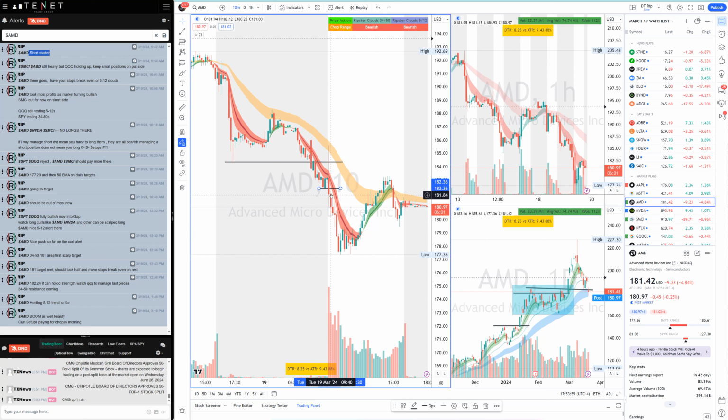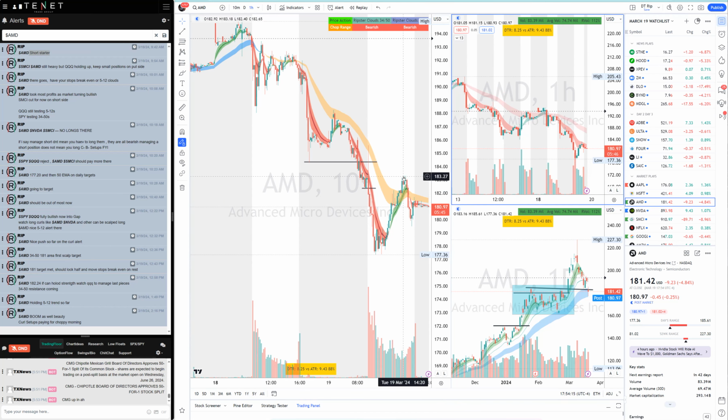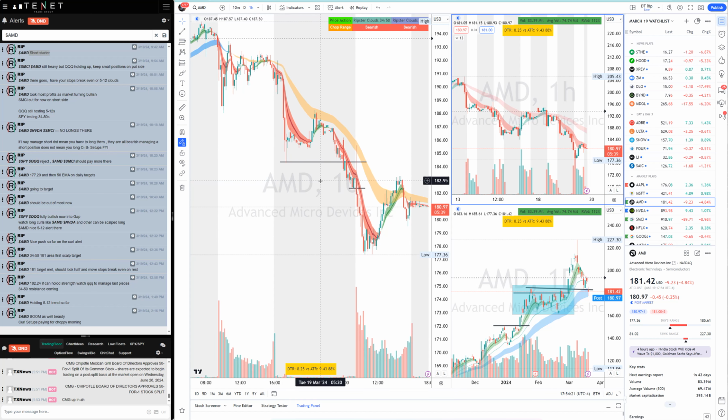It was making lower lows, lower highs, lower lows, lower highs, and AMD finally hit right 177.20. That was a level from a few days. So let's look at our short: the 180 rejection or the 184 rejection. Either of them can be short entries.